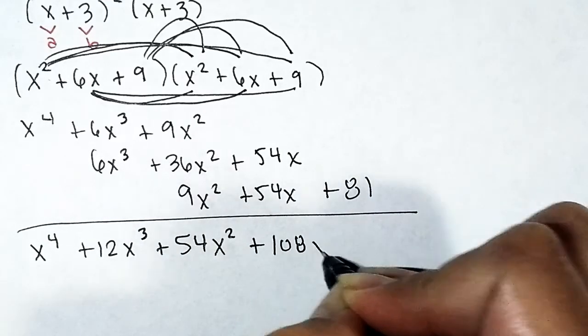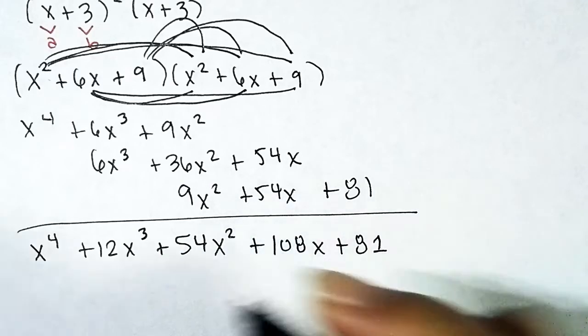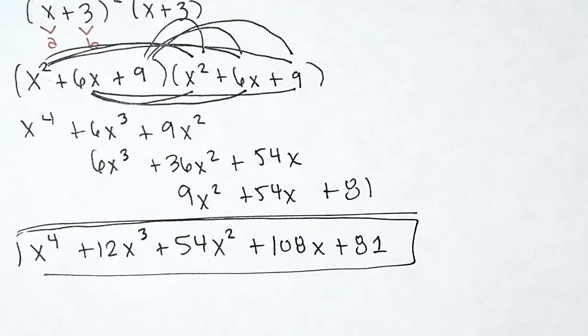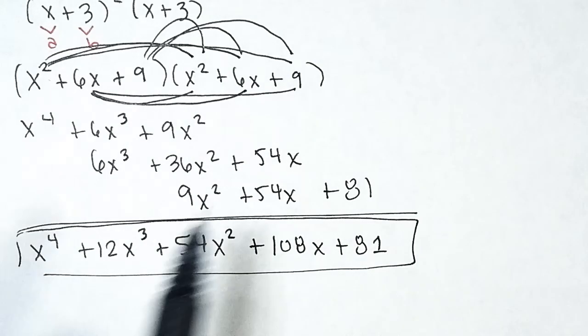The sum of the x's will give us 108x, and there's only one constant term. So that's it. This is our answer. If we were able to simplify more or combine more, then they would have been lined up.